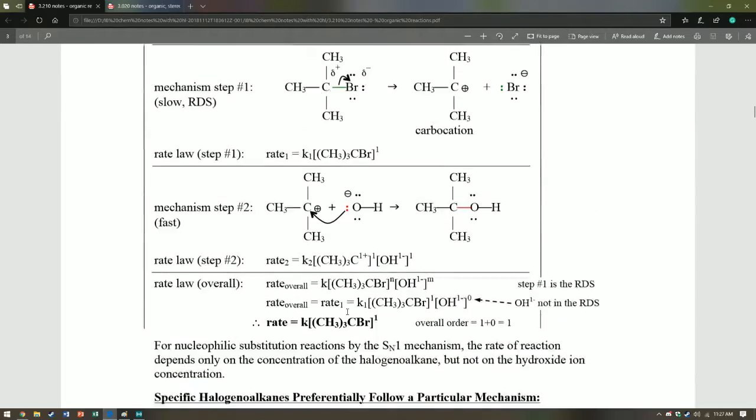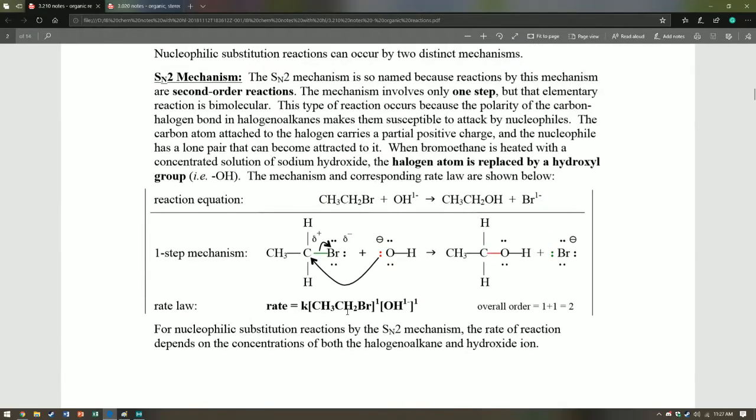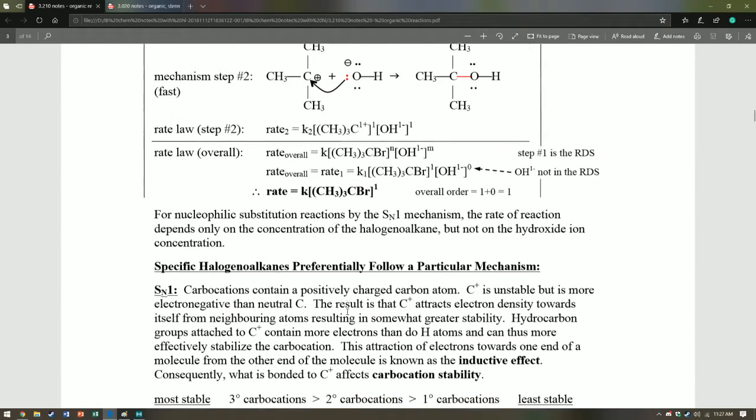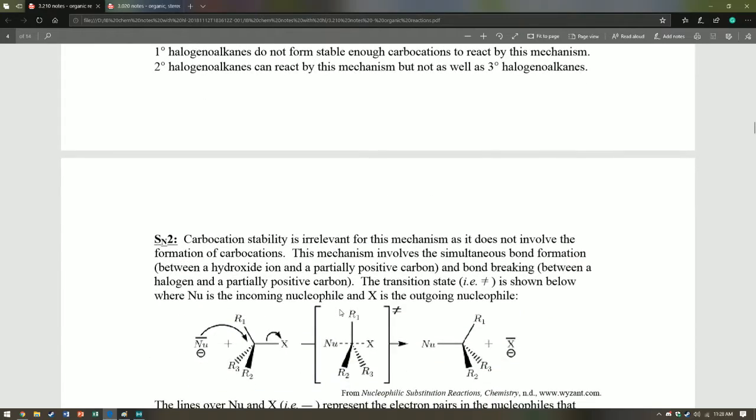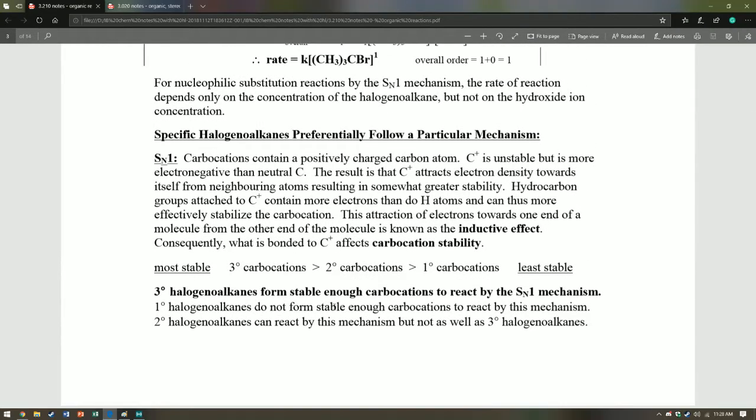You're expected to know why certain halogenoalkanes will undergo certain mechanisms, and there are some factors you want to consider: carbocation stability and steric hindrance. Those are the main reasons why. Basically, tertiary carbocations are more stable than secondary, which are more stable than primary carbocations, because of something known as the inductive effect. What it amounts to is that a carbon cation is very unstable, but carbon is more electronegative than hydrogen. Therefore, if you have more hydrocarbon chains attached to it, there are more electrons in total, and that electronegative carbon can pull electrons toward itself, stabilizing it.